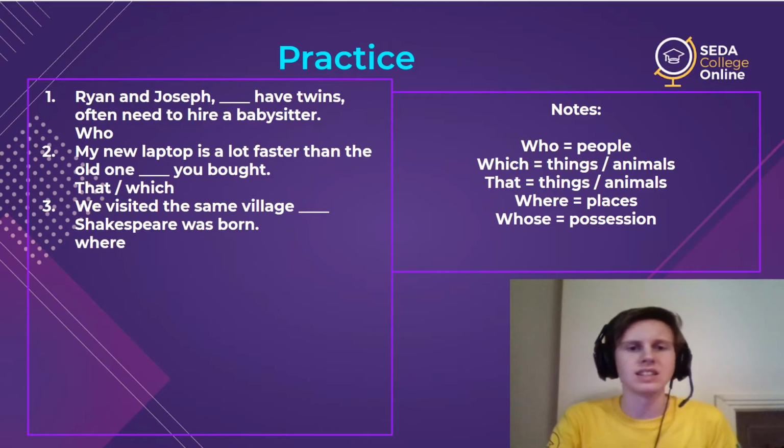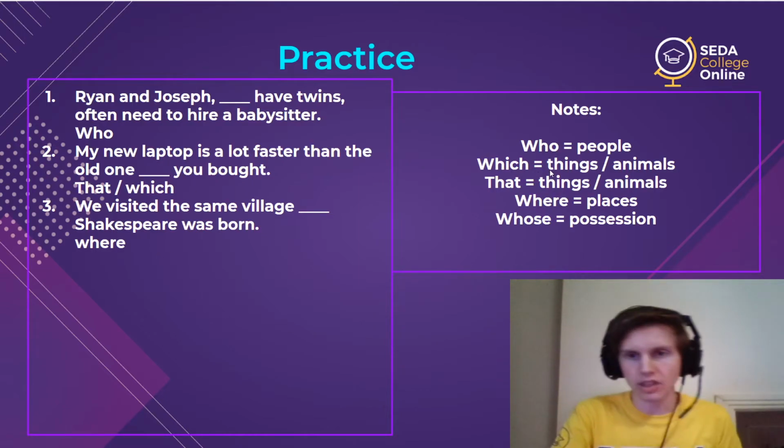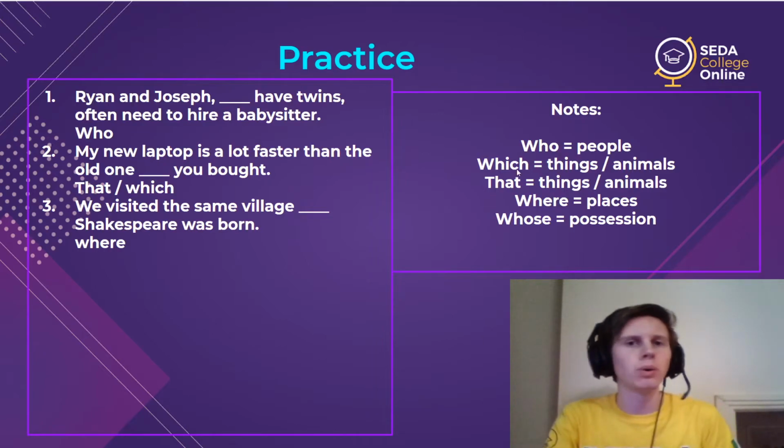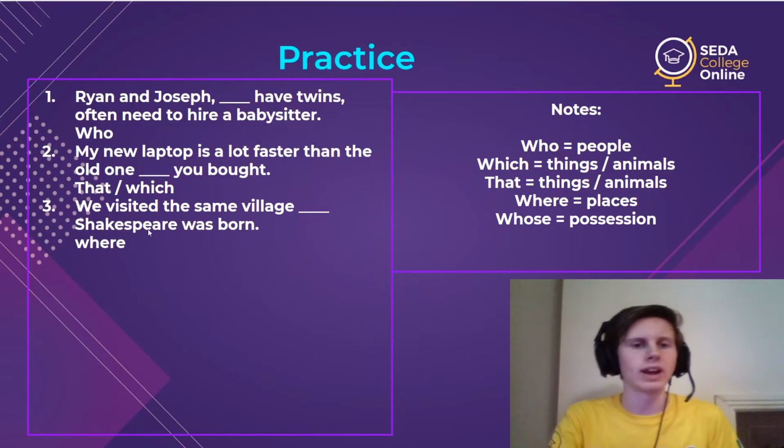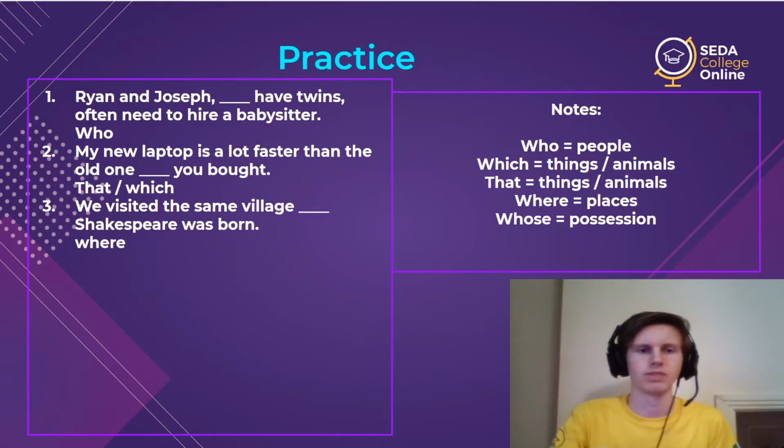The correct answer is where. Yep, we visited the same village where Shakespeare was born. Yeah, so even though a village is a thing, what's more important is the location where he was born. He was born here. That's what I care about. So I visited the same village where he was born. So always be careful with that between that and where, that you're thinking about not just the object, but the idea about the location.